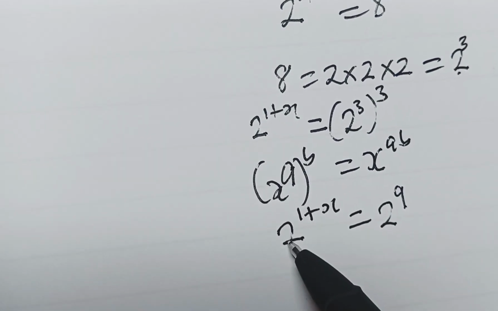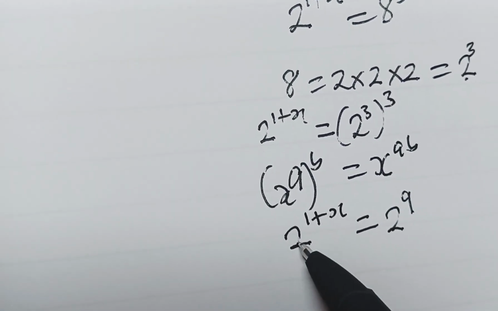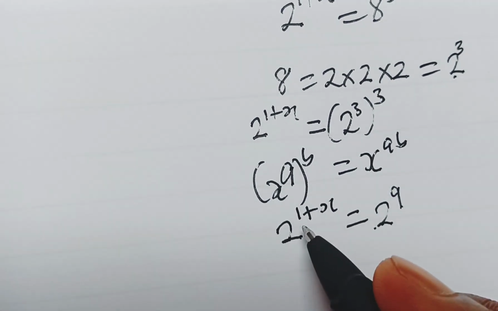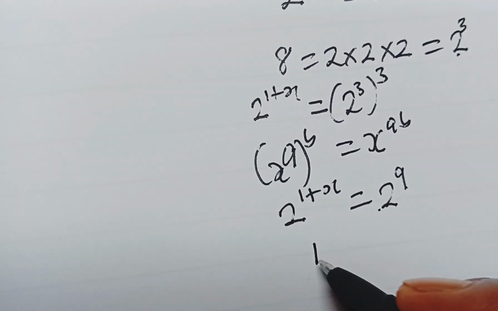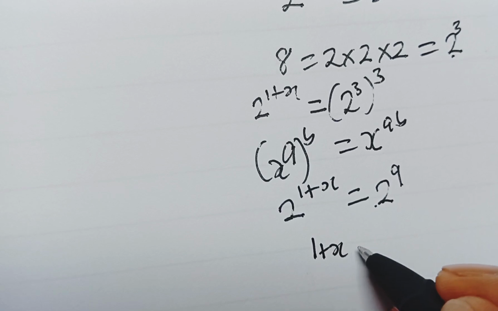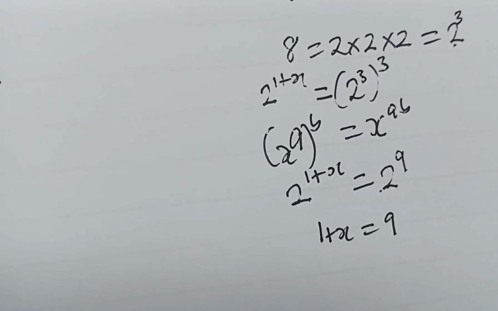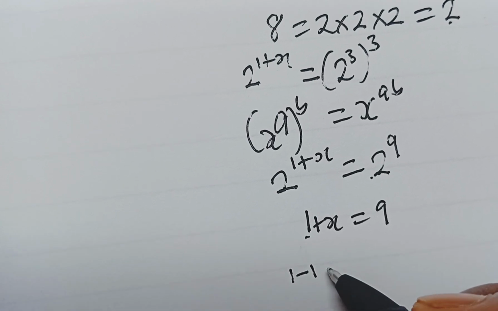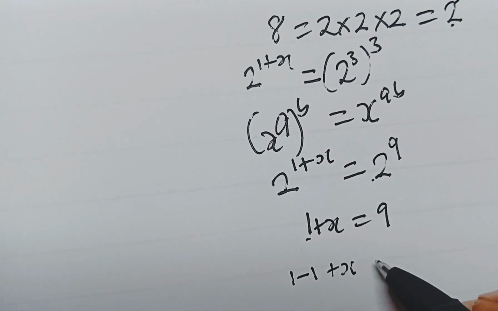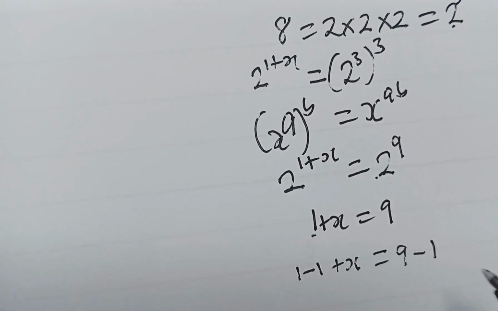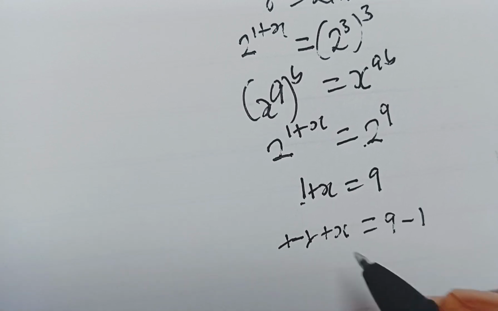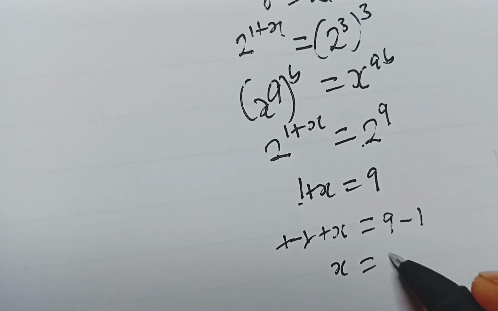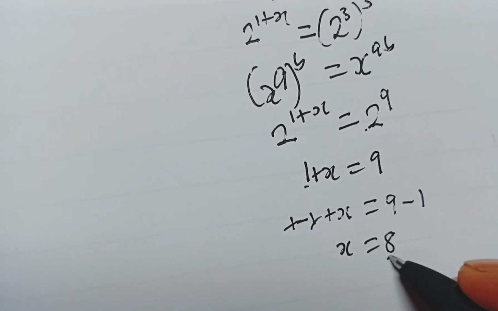So at this point, we notice that they have the same base, so we can equate the powers, and then we'll have 1 plus x is equal to 9. If we subtract 1 from both sides, 1 minus 1 plus x is equal to 9 minus 1. Of course, this becomes 0, and then we'll have x is equal to 8. So the value of x is 8.